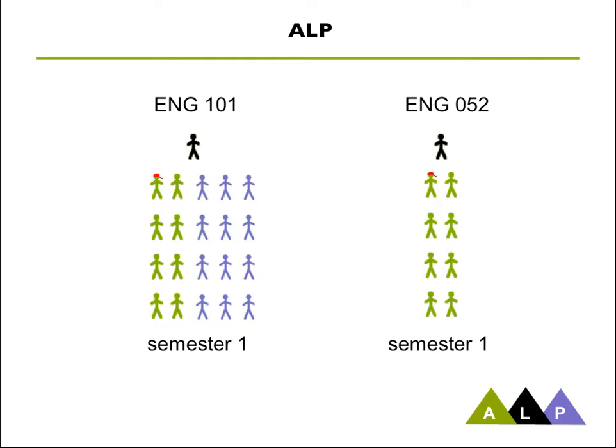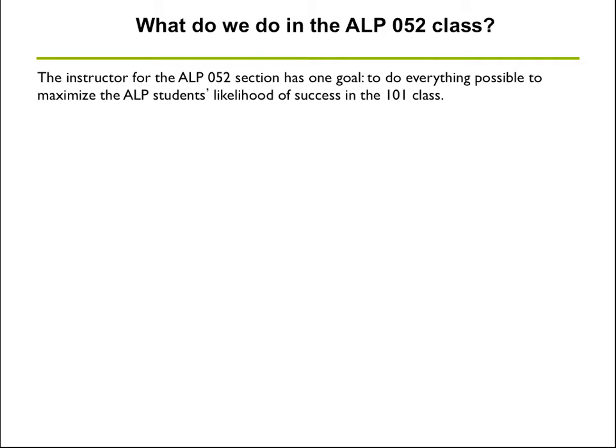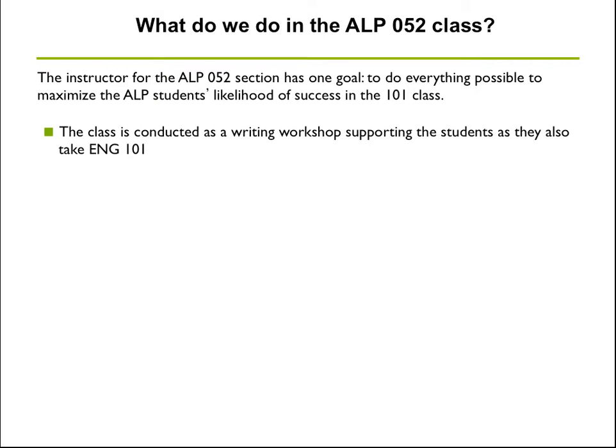So what do we do in that ALP English 052 class? Well, the instructor for the class has one goal: to do everything possible to maximize the chance that those 8 students will succeed in English 101. In practical terms, what that amounts to is that the class is conducted as a writing workshop, supporting the students as they also take English 101. In fact, that's another reason that we think ALP is so successful. In traditional developmental programs, at least many students view the course as an obstacle, something that's keeping them out of English 101.